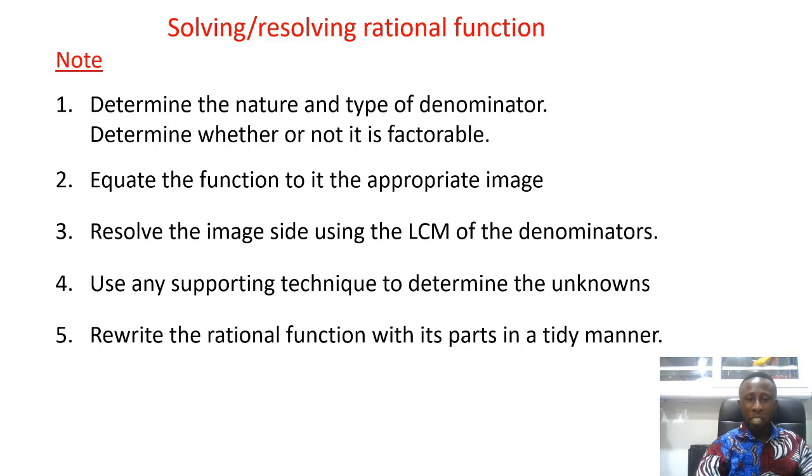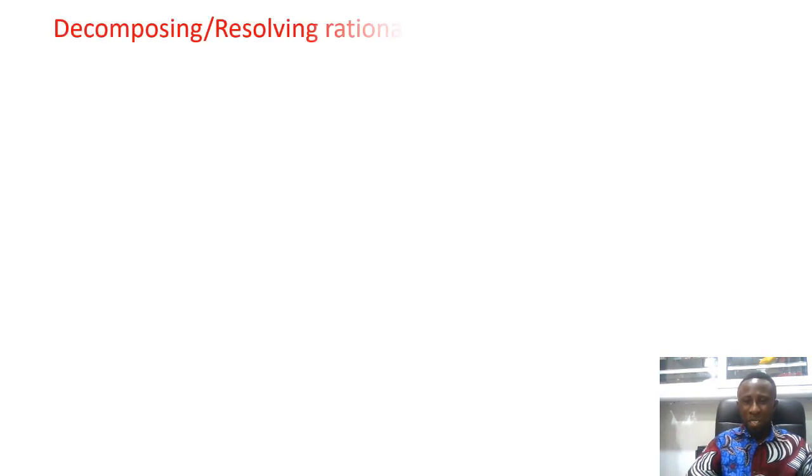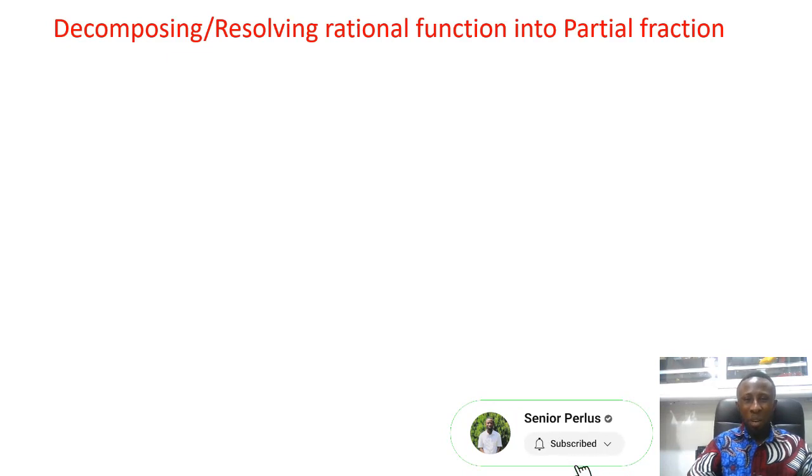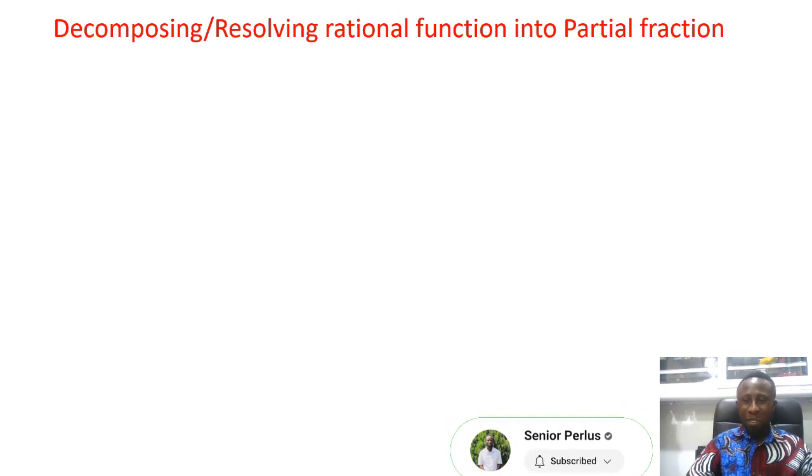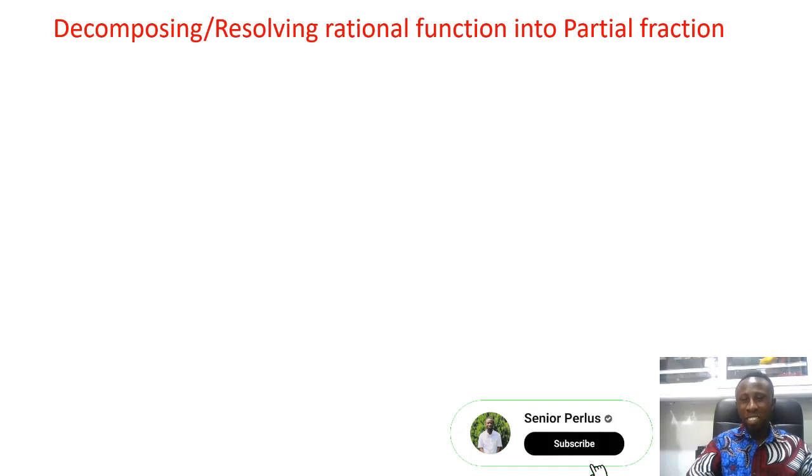Five, rewrite the rational function with its parts in a tidy manner. So after getting the answer, rewrite it nicely. That's what we are saying. Decomposing or resolving a rational function into partial fractions. We are going to start the main business. As we have dealt with the types and their equivalents, we can now solve questions under this. So please visit our previous video to know the types and their equivalents and how to go about it before we start solving the example. It will be easy for you.